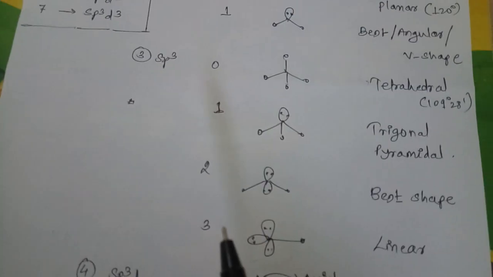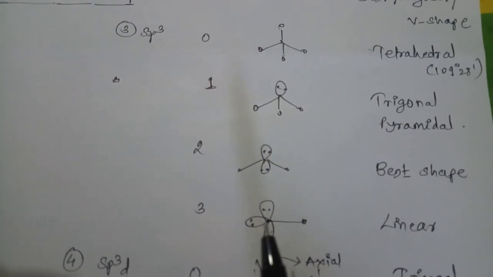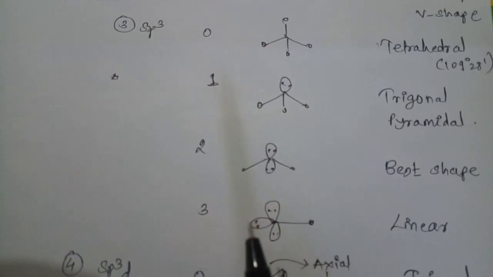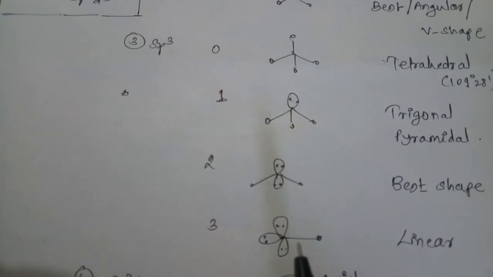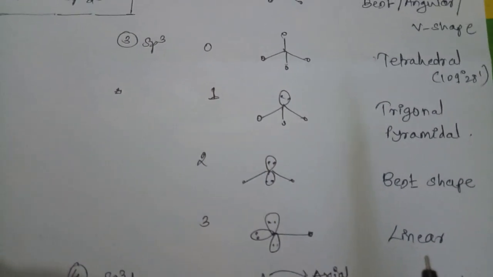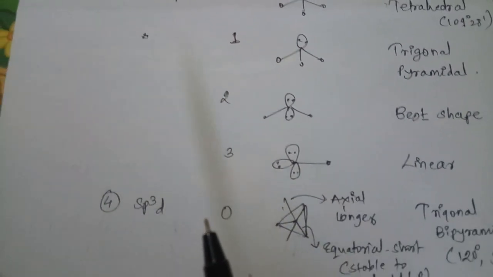In the sp3 hybridization, in the presence of three lone pairs of electrons, here one lone pair, here another lone pair, here another lone pair. So here it is a straight line, so the geometry is linear in the presence of three lone pairs of electrons in the sp3 hybridization.